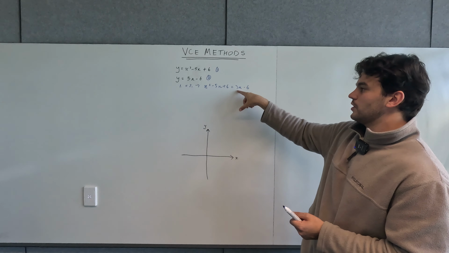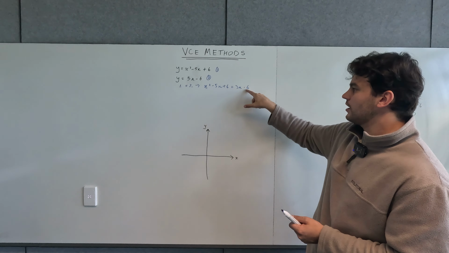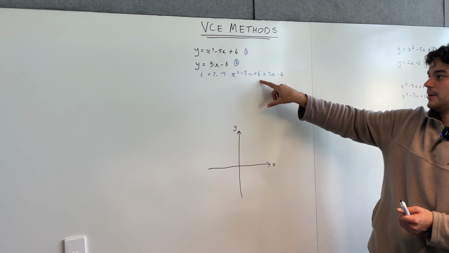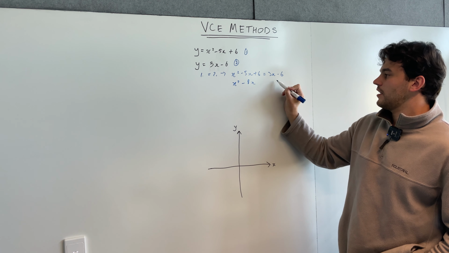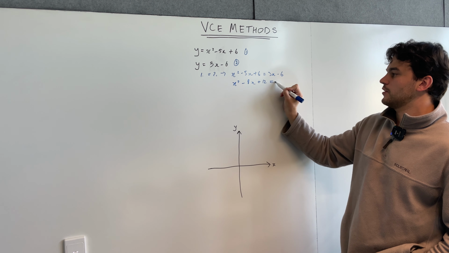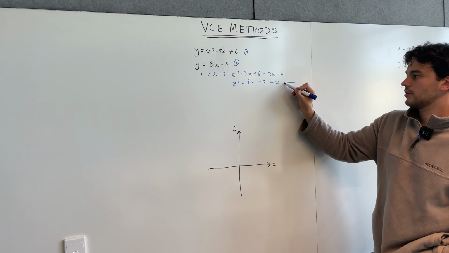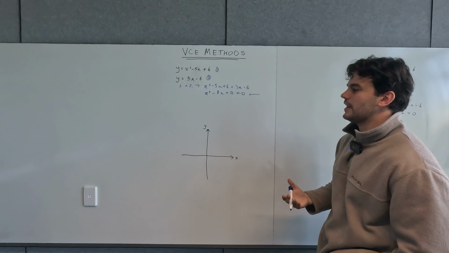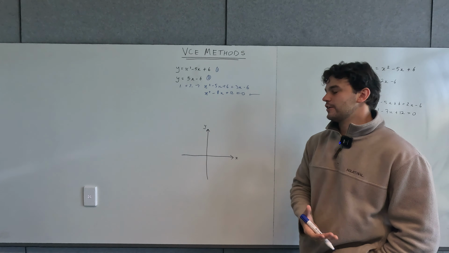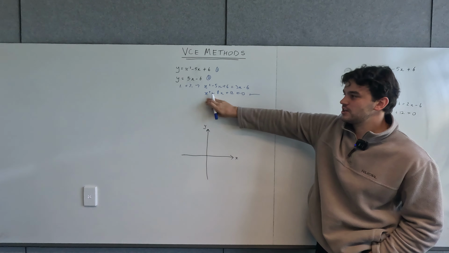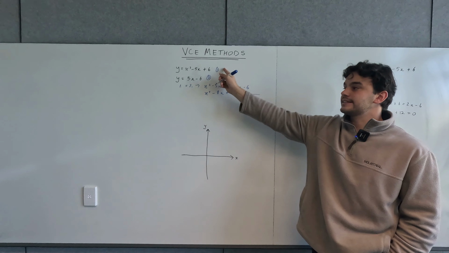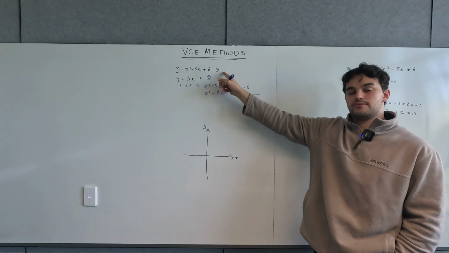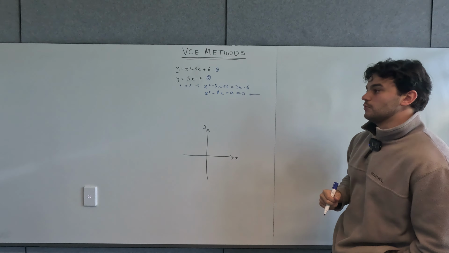So in this case, we move the 3x to this side by minusing it, and then we move the 6 to the other side by adding it. So we end up getting x squared minus 8x plus 12 is equal to 0. This is our root finding equation, as we call it in engineering, but you can just think of this as the equation we need to solve in order to get our x solutions for the intersections between these two equations.